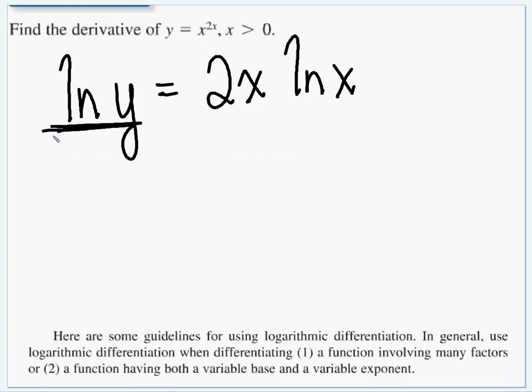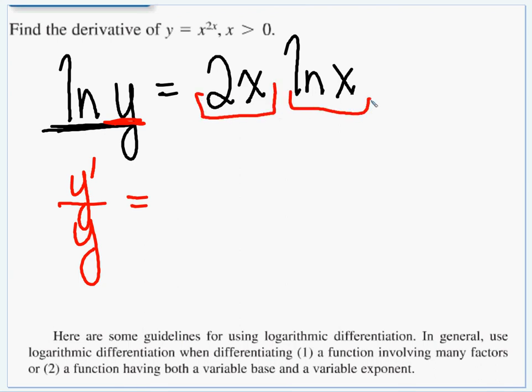The derivative of this side is going to be dy dx, or y prime, over y. Remember, when you're logging something, what you are logging is your denominator. Derivative goes right on top. When it comes to this other term, we're going to need the product rule. We've got two things. Let's see, the derivative of the first thing is 2. The derivative of the second thing, ln of x, derives to 1 over x.